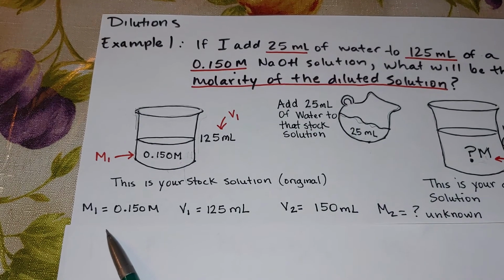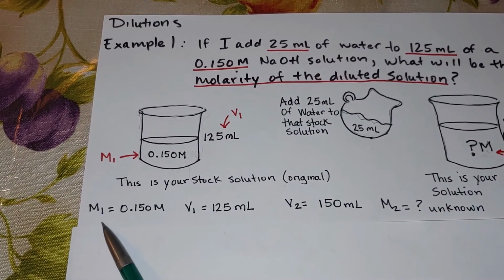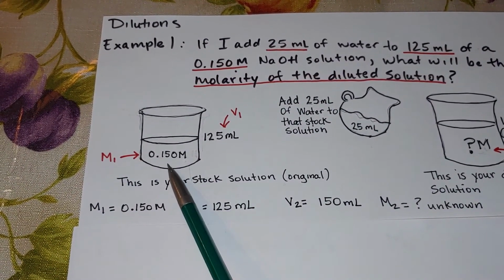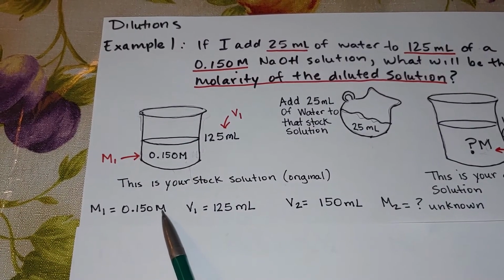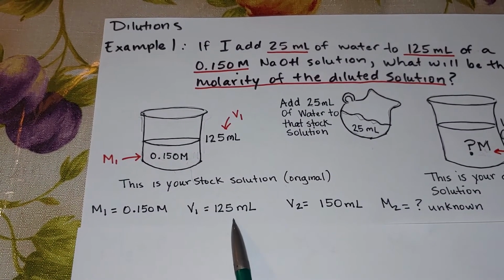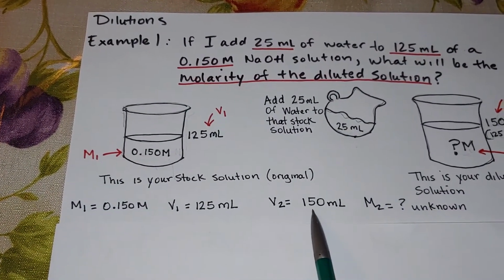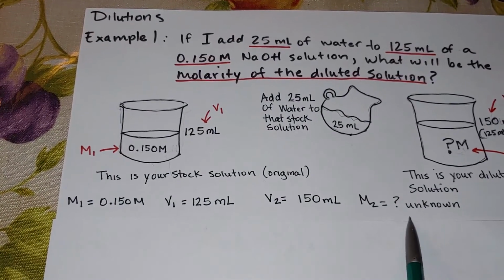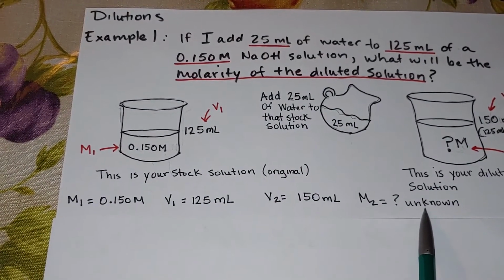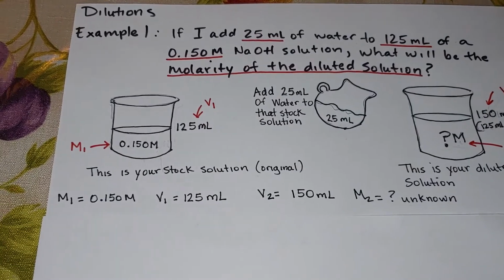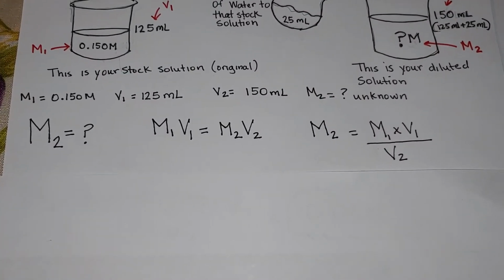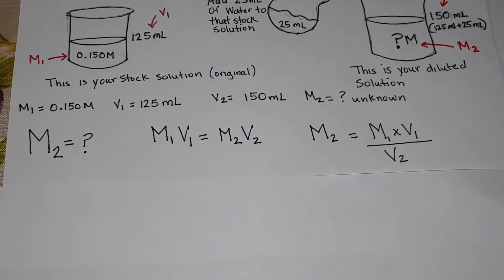Then I'm just going to go ahead and put the variables. I know that M1, our stock solution, was 0.150 molar. Volume 1 was 125 milliliters. Volume 2, 150. And then we have the second molarity, which we don't know. So we're trying to find M2.